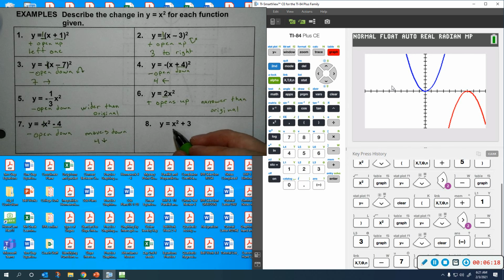On number 8, this is positive, so it opens up. And this is outside the parentheses, so it's dealing with y, so this is going to move up 3.